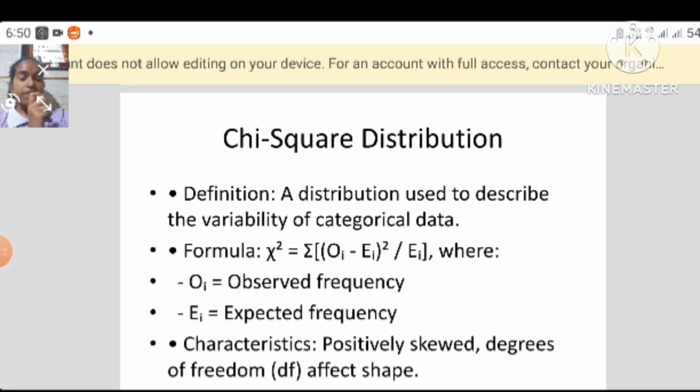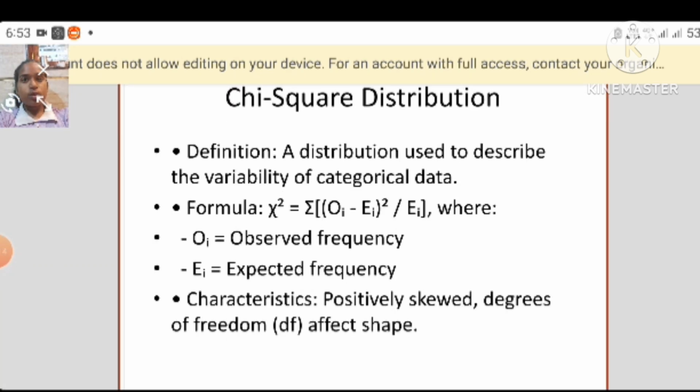The definition of it, I have told earlier in the video, but once again let us see what it means. The chi-square distribution is a distribution used to describe the variability of categorical data. Basically, we use this distribution for categorizing the data.